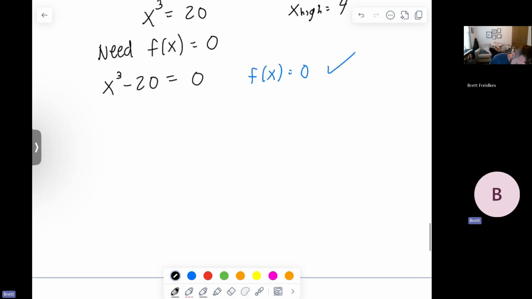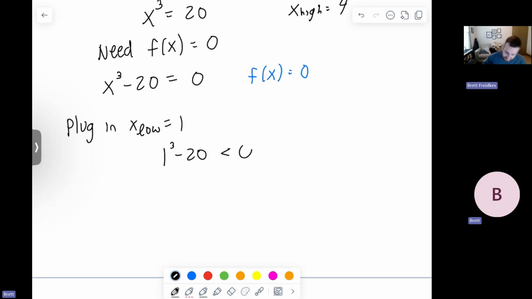So I'm going to draw a picture, and it doesn't need to be perfect. Or rather, let's first figure out if our signs of xlow and xhigh, what they are, if they're positive or negative. So we'll plug in xlow. If I plug that in, I get 1 cubed minus 20. That is a negative number. And again, it's not going to equal 0. Those are the initial guesses. If it equaled 0, we did a really good job guessing.